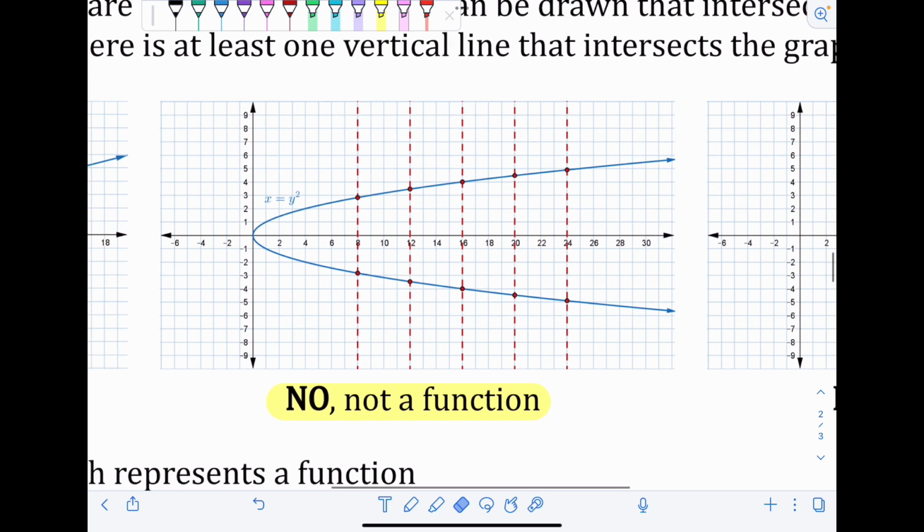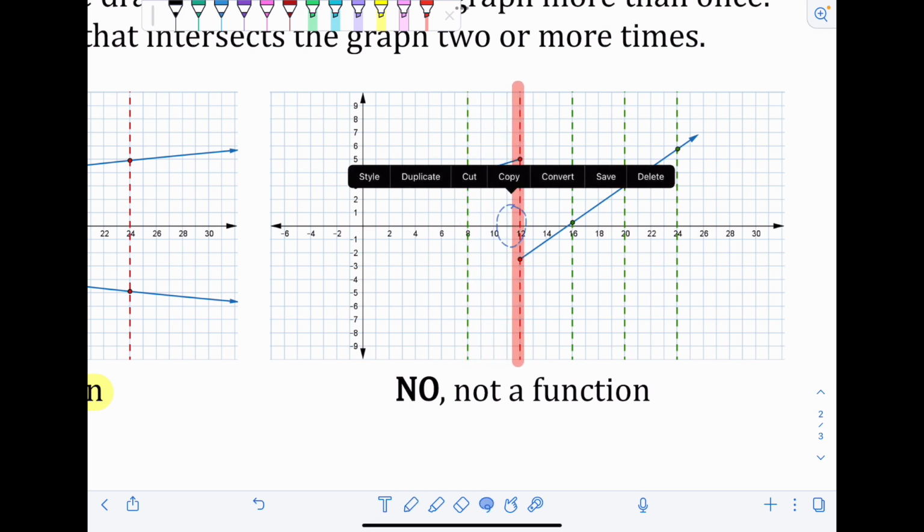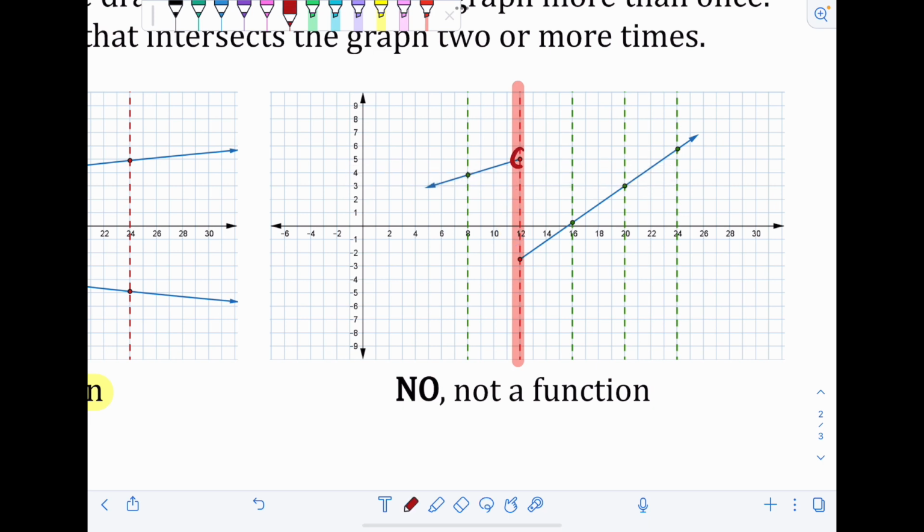And then the last one, so if I draw my vertical line, I'm just going to start it here, and if I drag it over, so it's okay right here, it only intersects that one point. That's fine, that doesn't break the rule. But if I drag it right here, and it can be anywhere on the graph, if it breaks the rule at any point on the graph, it means that it's not a function.